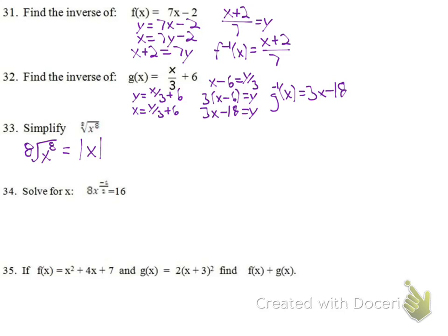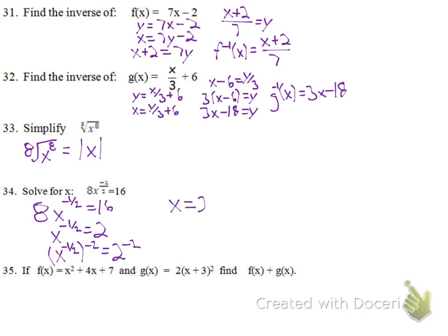34, it says 8x to the negative 1/2 equals 16. We're going to first get the exponent isolated, so we're going to divide both sides by 8. So x to the negative 1/2 equals 2. We now put both sides to have an exponent of the reciprocal of negative 1/2. The reciprocal of negative 1/2 is negative 2. So that's 2 to the negative 2. If we move over here, we get x, and 2 to the negative 2. Well, with the negative, it goes underneath the fraction, so it's 1 over 2 squared, so that'll be 1 over 4.